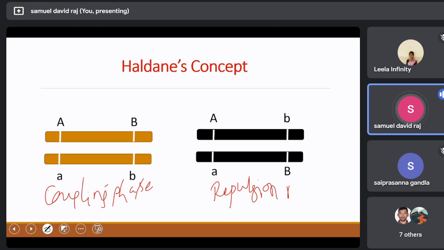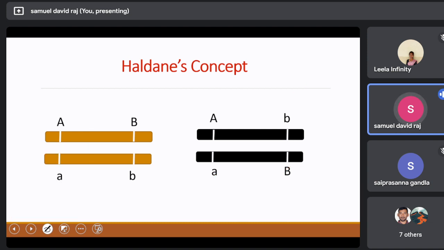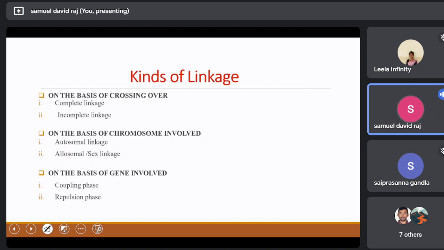Repulsion phase. So remember, cis phase is equal to coupling phase, where both dominant genes are present on one chromosome. This is one pair of chromosomes, both dominant are present on one chromosome, both recessive are on the other chromosome. Likewise, in another individual, the combination is like this: one dominant and one recessive on each chromosome. Here also one dominant and one recessive. This is what was proposed by Haldane.